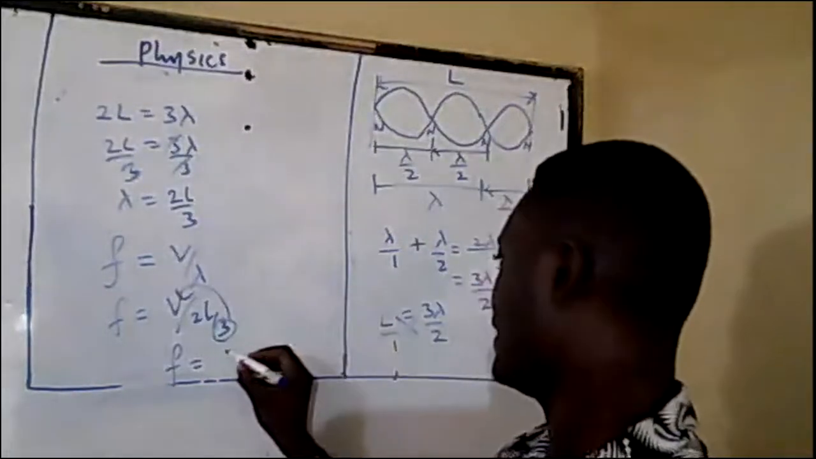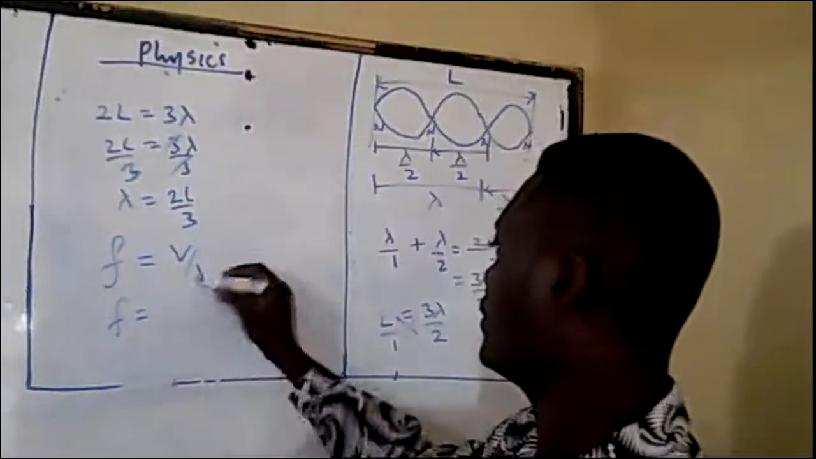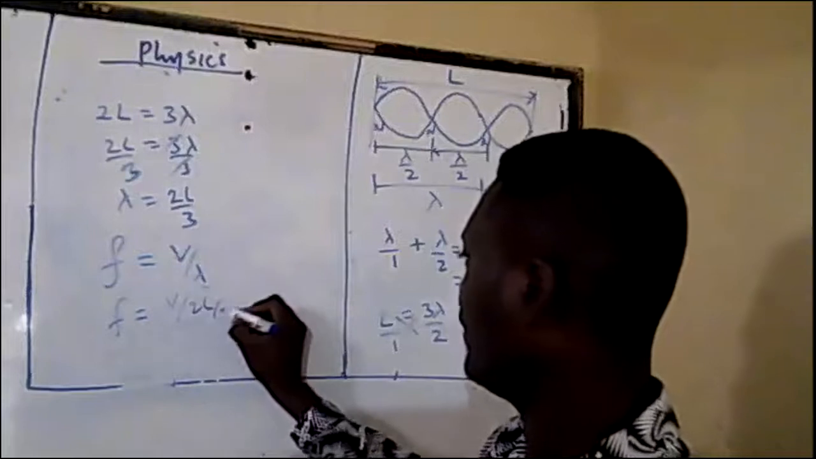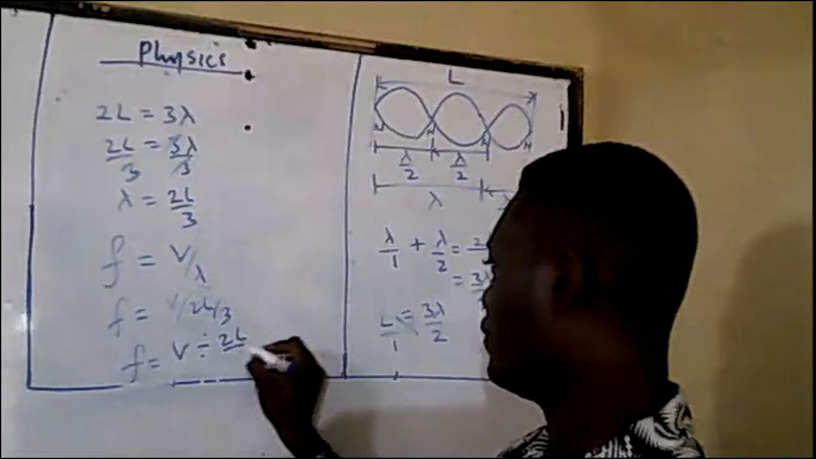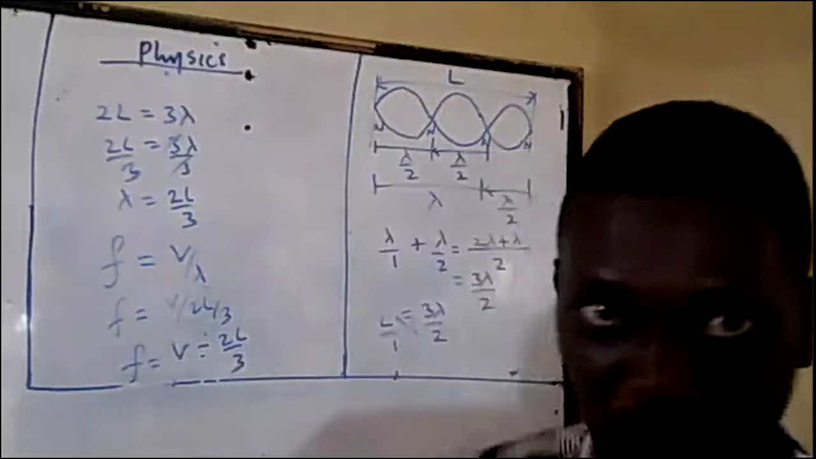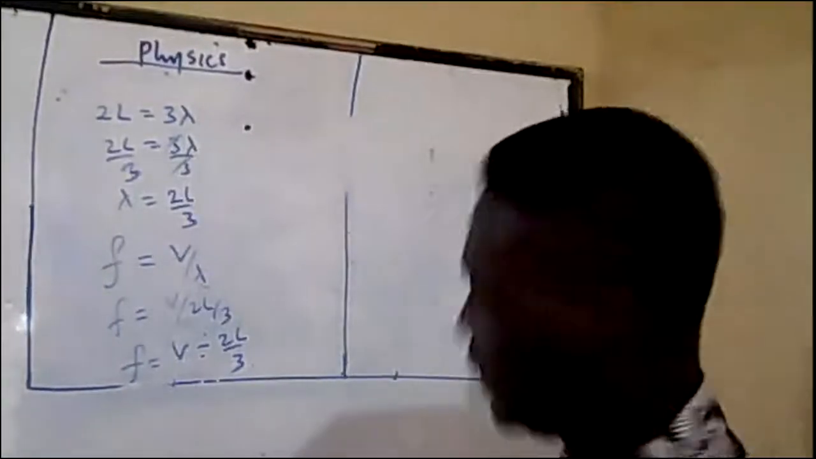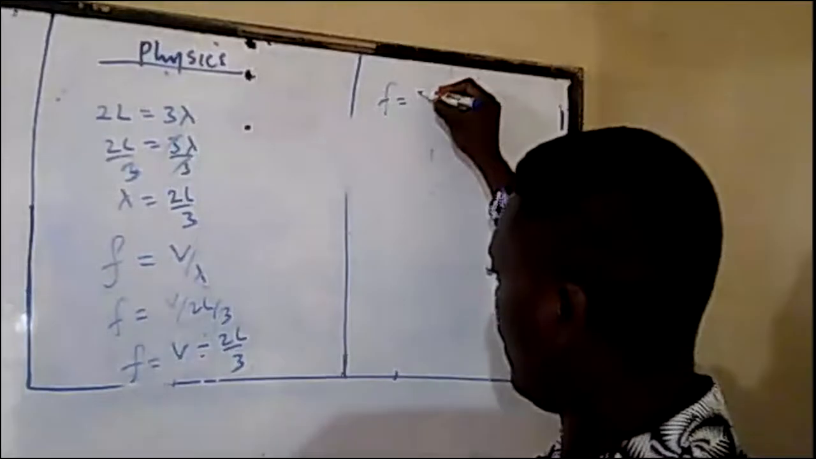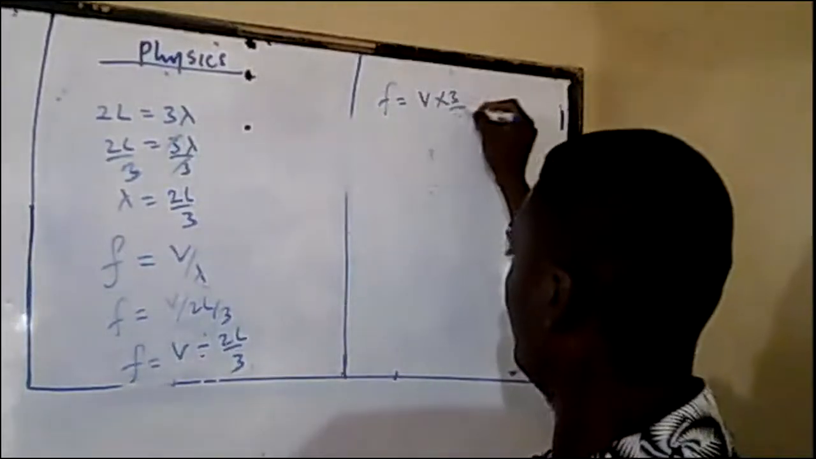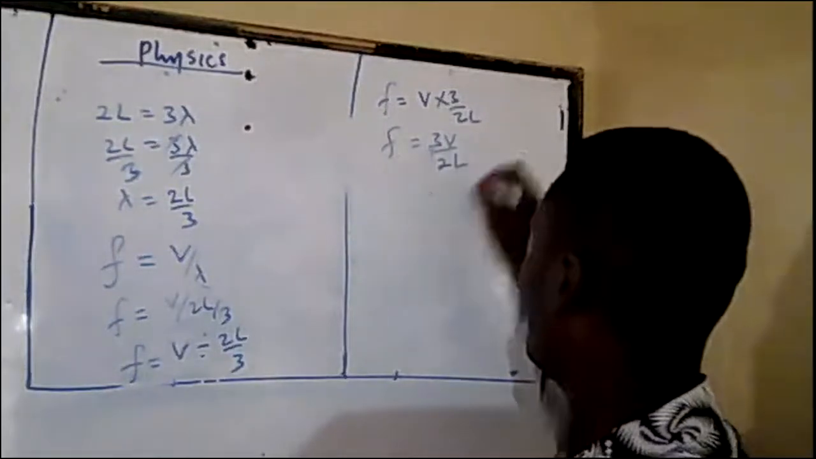when you divide. So that will give us, okay, let me make it simple. No need to hurry. So V over what? 2L over 3. What does this mean? F is equal to V divided by 2L over 3. That's the meaning of that. So our F now becomes what? V times 3 over 2 lambda. So F is equal to 3V over 2 lambda.